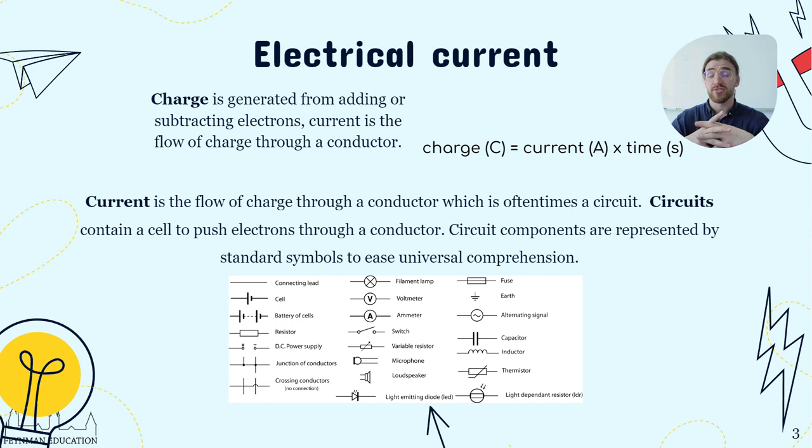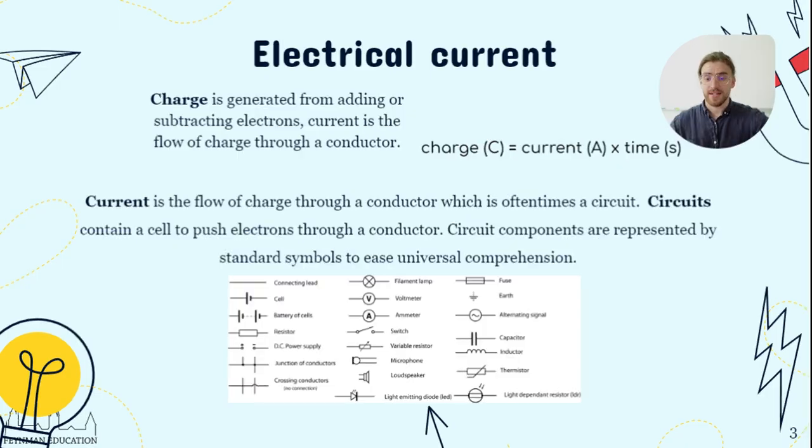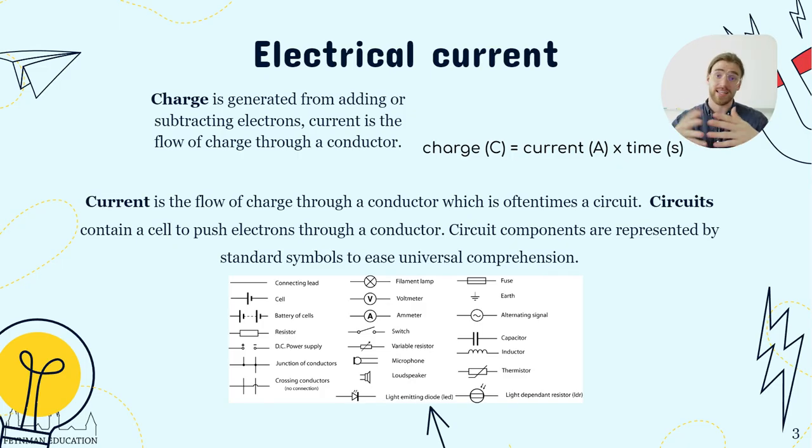So when we're looking at electric current now, we know that charge is generated by adding or subtracting electrons from an atom, giving it a charge. But what about those electrons is going to create electrical current? Think about current as the flow of those electrons. Current is the flow of charge through a conductor. We talked about this in a previous lesson. Conductors are things that are able to transmit either electrons or heat well.